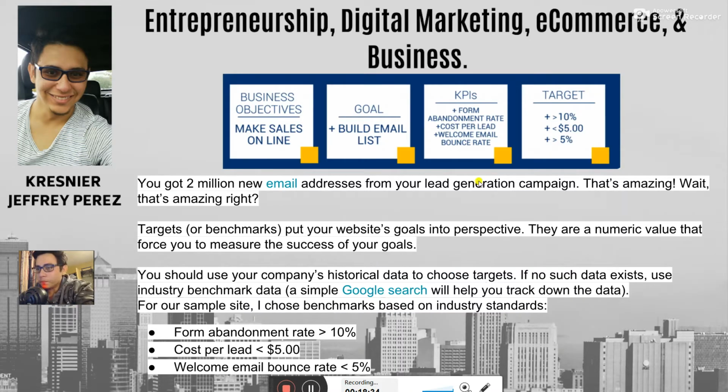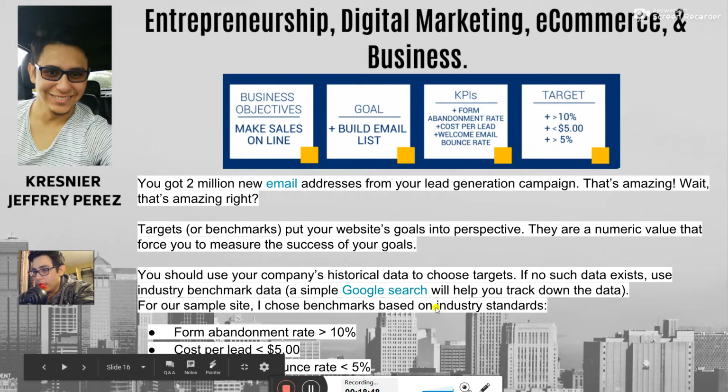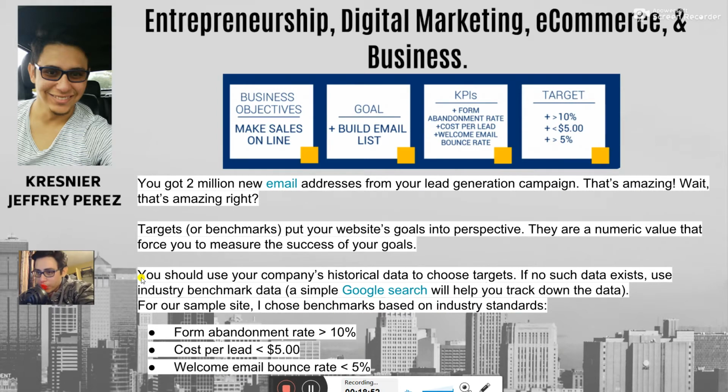So you go from the objective to the goal to the KPI to specific targets, and the targets are measurements based off industry standard metrics. As an example here, the industry standard metric for a form abandonment page is about 10%. Cost per lead, but we don't have a specific word that we're bidding for, I'm just providing an example.